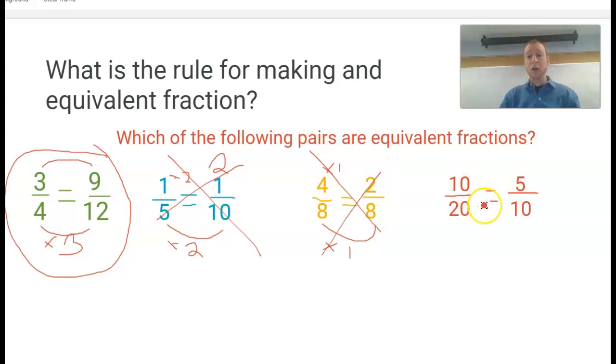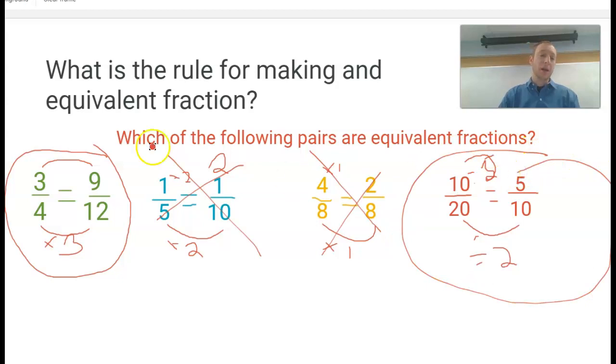It's equivalent if we did the same thing to the bottom as we do the top. Oh, this one looks like we're decreasing, so we're dividing, right? How do we get from 20 to 10? Well, we divided by 2, right? 20 divided by 2 is 10. Is 10 divided by 2 5? It sure is. So this one is also equivalent, right? As long as we did the same thing to the bottom as we did to the top, it's equivalent, and that means we might multiply the bottom and the top by the same thing, or we might divide the bottom and the top by the same thing.